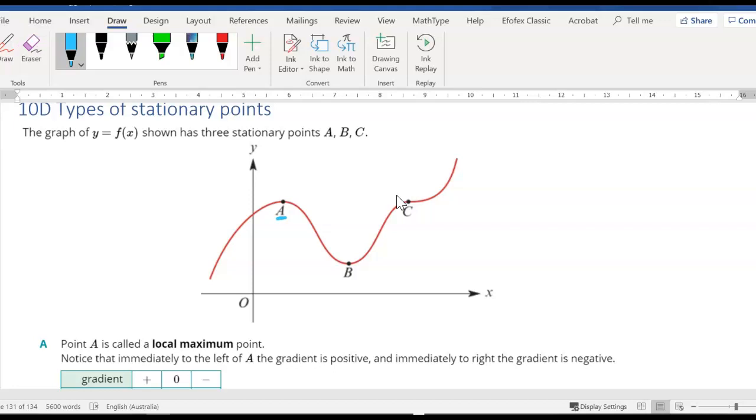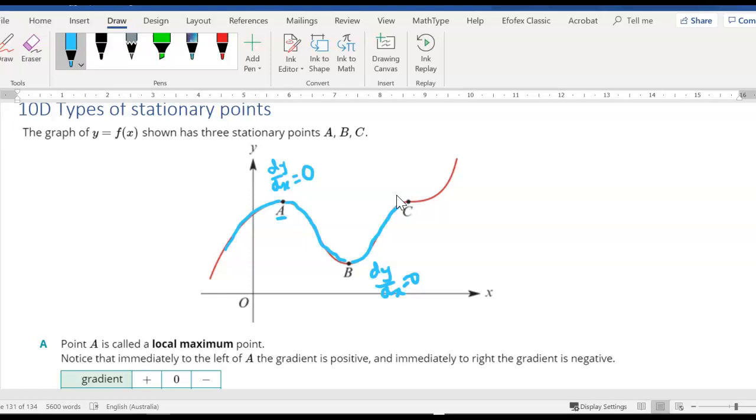We can have a local maximum at A, and that just means your gradient is increasing as it approaches A, the gradient at A is 0, so dy/dx is 0 at A, and then it's decreasing again. And then we get to B, where dy/dx is equal to 0, or your gradient function is equal to 0, and then we're increasing again. So we call both A and B turning points.